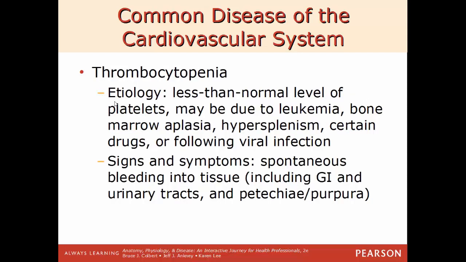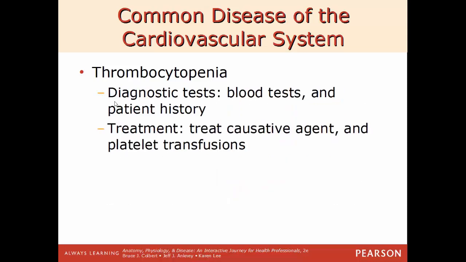Thrombocytopenia, etiology, having a less than normal level of platelets, usually due to leukemia or bone marrow aplasia, hypersplenism, certain drugs, or even following a viral infection. Some signs and symptoms: spontaneous bleeding into tissue, including the GI tract or the urinary tract. Diagnostic tests: blood test, patient history. For treatments, treating the causative agent, and if necessary, transfusions for platelets.